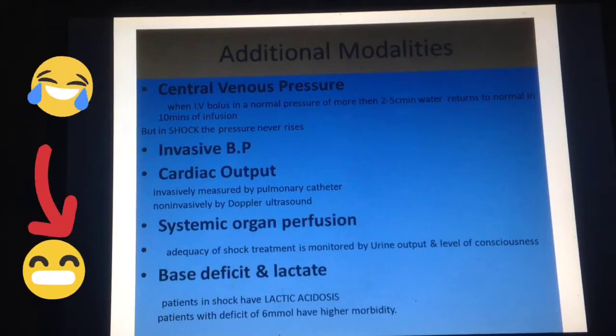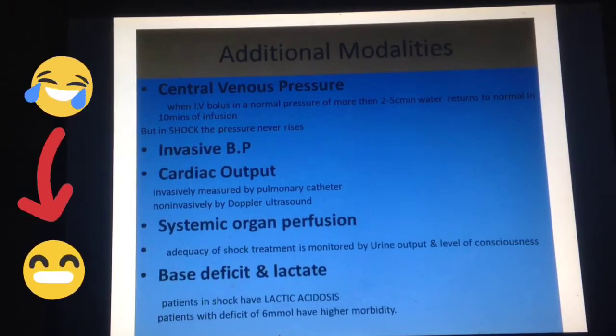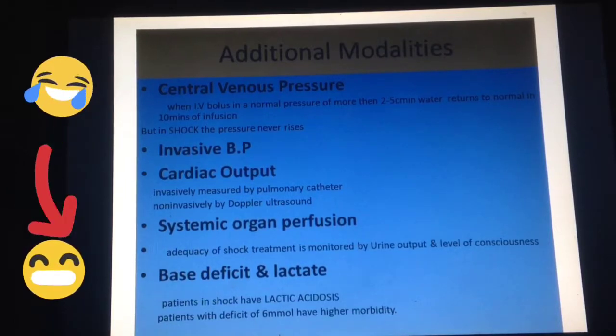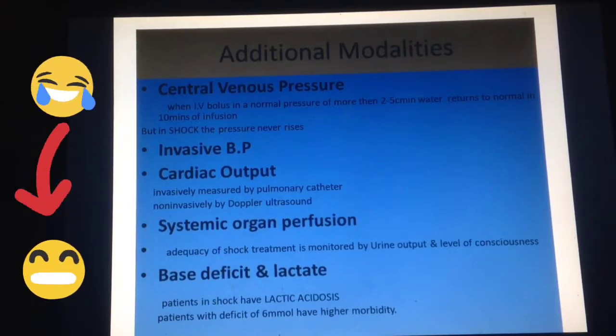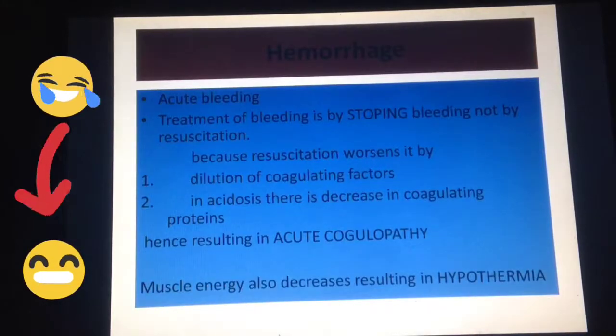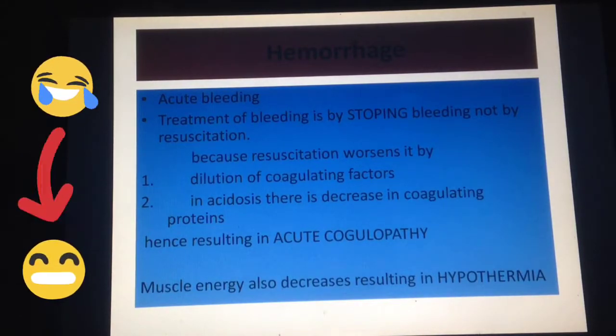Patients in shock have lactic acidosis. As we have already studied, the cells in anaerobic respiration start to excrete lactic acid as a byproduct of that anaerobic metabolism. A patient with a deficit of 6 millimolar or higher is at great risk of dying from that shock. Then we have hemorrhage.